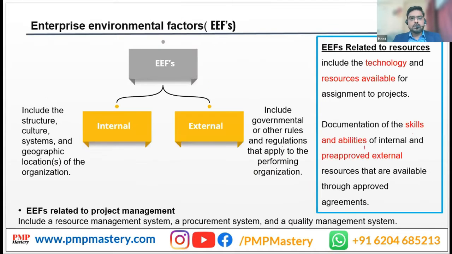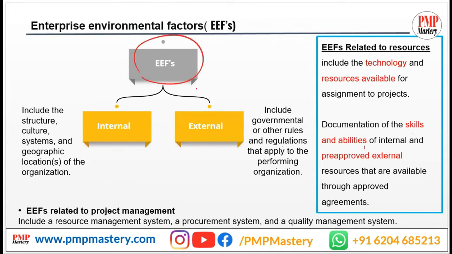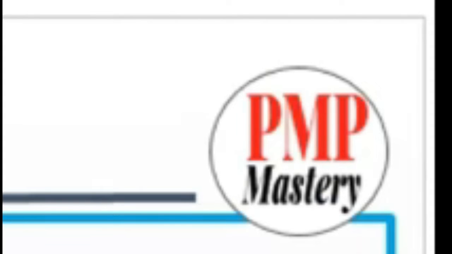Now let's talk further about EEF. So you know there are two types: EEF internal and EEF external. Let's talk about internal EEF. It includes structure, culture, systems, and geographic location of the organization. The structure which we have discussed right now: functional organization type, projectized structure, right? Matrix structure. So this is, however, internal, right? It's your organizational structure. So it's internal.